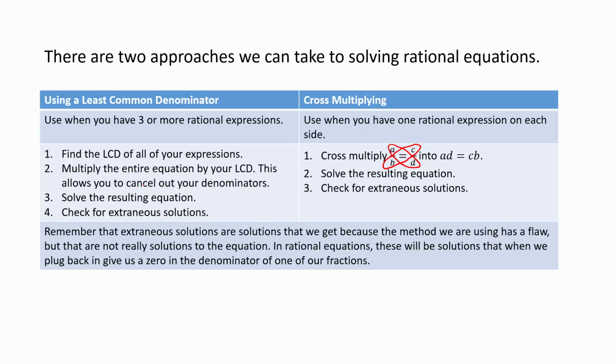We've had extraneous solutions before, and so remember that they are caused by our method having a flaw inherent in the way we solve them. Because we're dropping the denominators here, we have to check to make sure that we haven't come up with something that actually would be a problem, which in this case is anything that would make our fraction have a 0 in the denominator. So hopefully we'll see that happen on one of our examples so that you can see exactly what I mean.